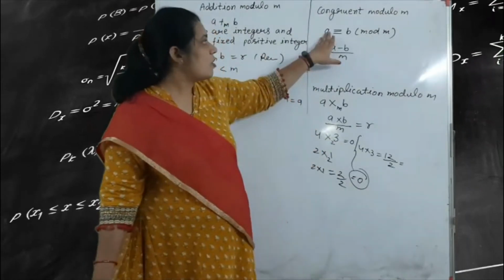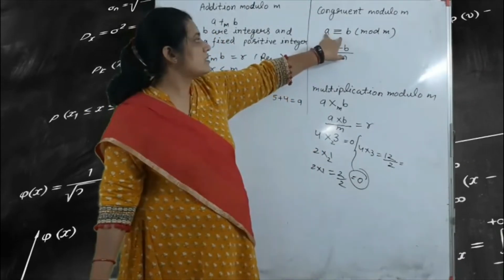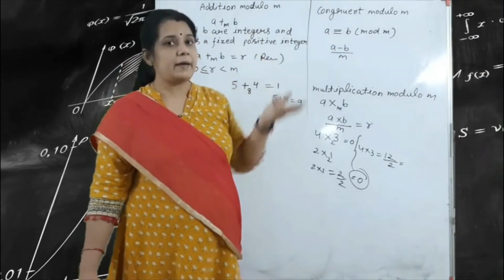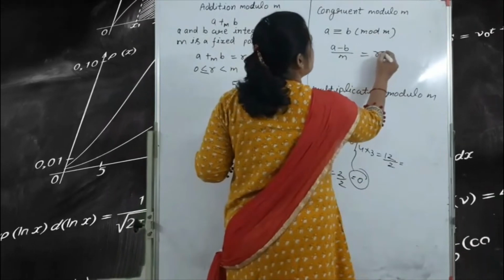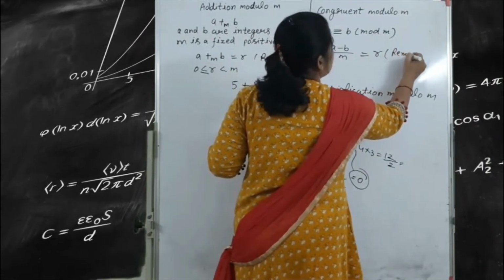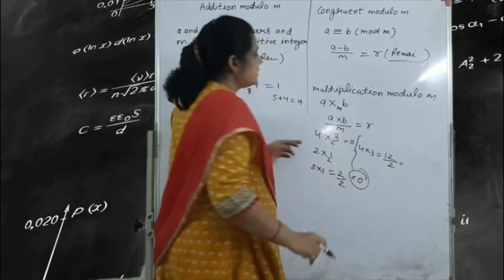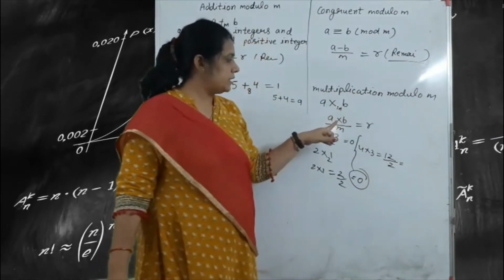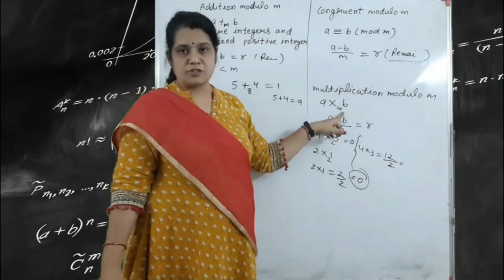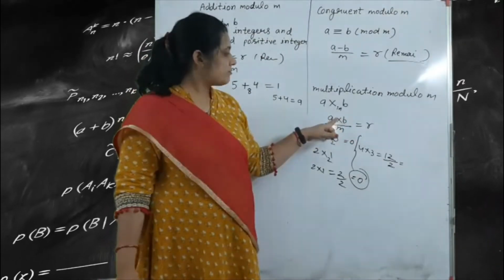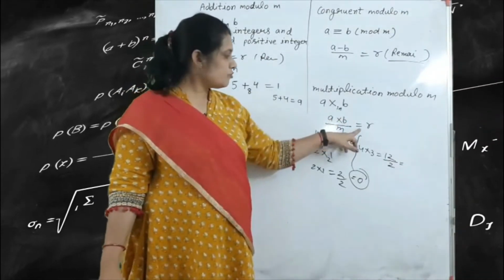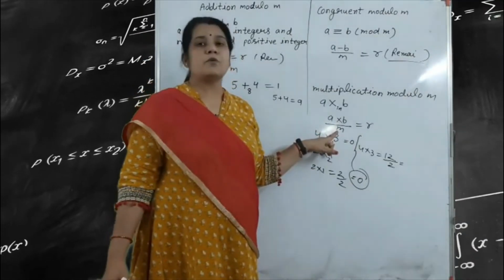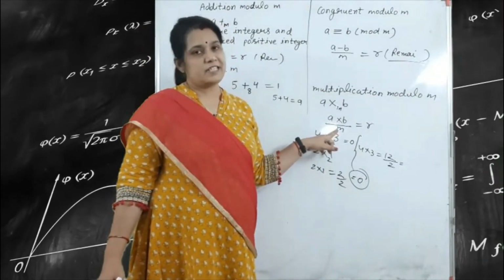Okay, here congruent modulo, that means what? First we subtract A minus B and divide, and here we always write the remainder. Don't be confused here. Okay, here multiplication modulo M: A into B, first you multiply A into B, after that you divide it by M, so we get the remainder. So the remainder is always less than this positive integer M.